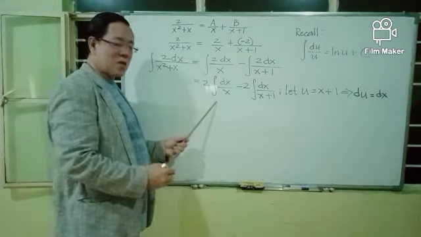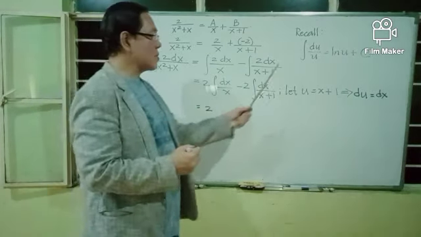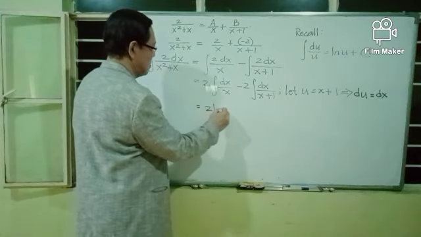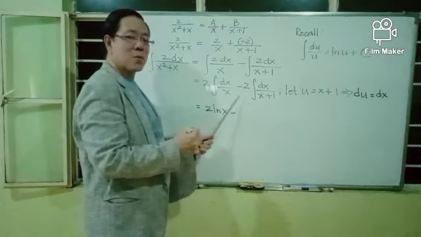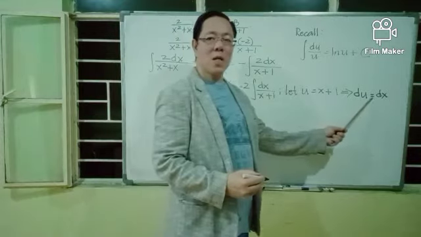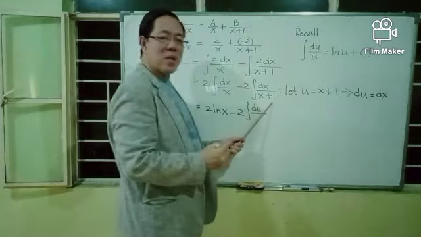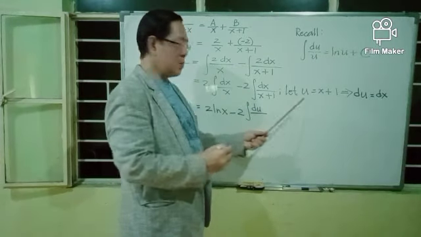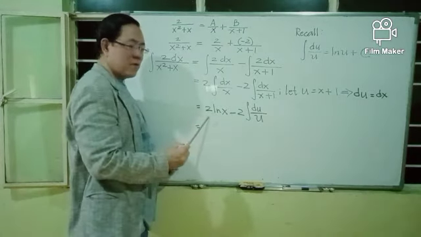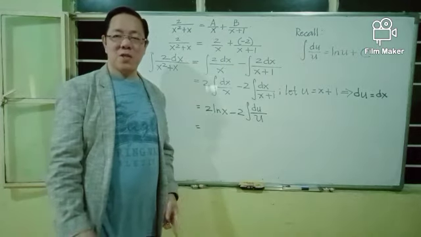Now, the first term is 2. And the integral of dx over x using this integration rule is ln of x. Minus 2, dx is equal to du, and x plus 1 is equal to u. The first term can still be simplified using a property of natural logarithm.